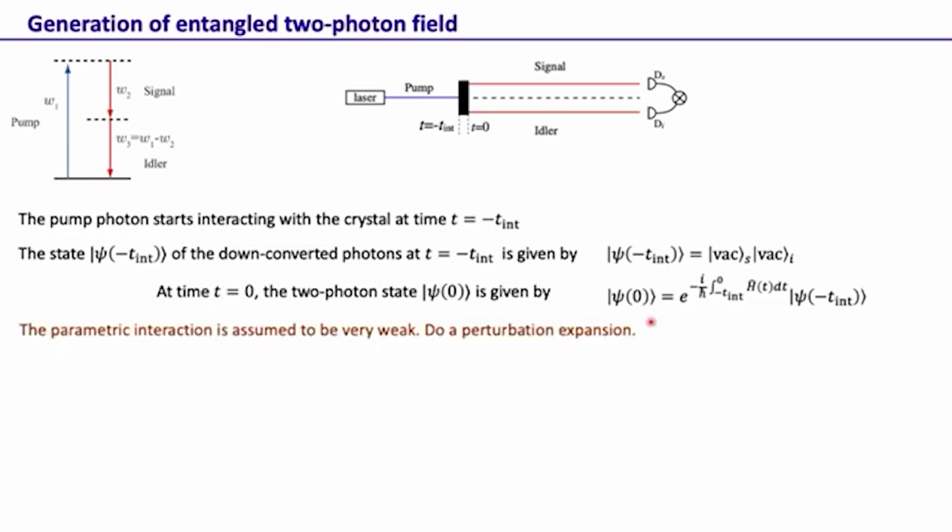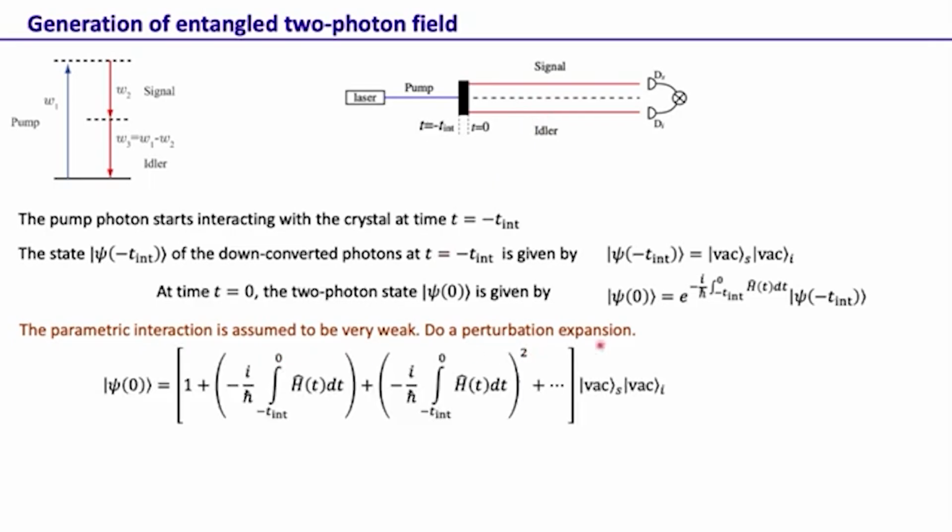Okay, now since parametric down conversion is a very weak process, we will see that for every 10 to the 9 photons we will have one pair of signal idler get down converted. So this process is actually quite weak, and so we can do a perturbative expansion of this expression.